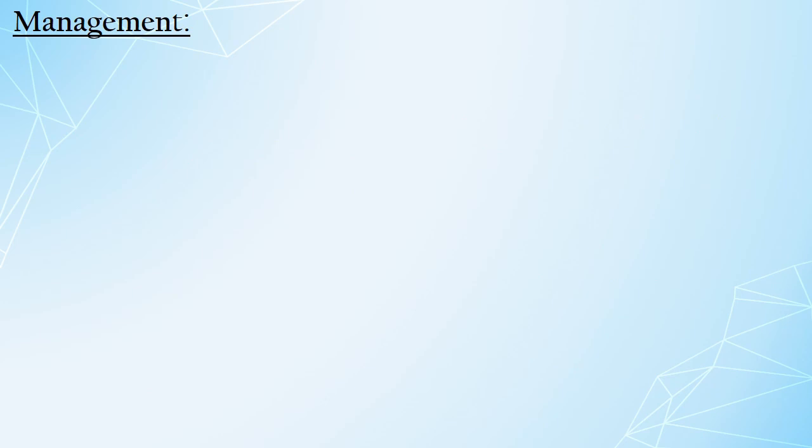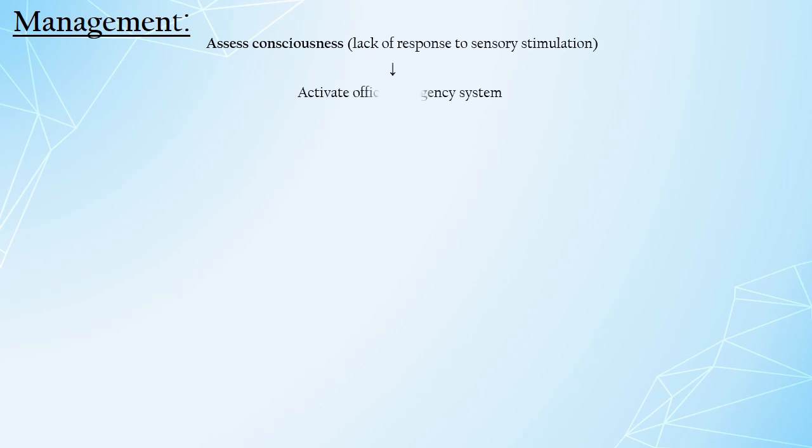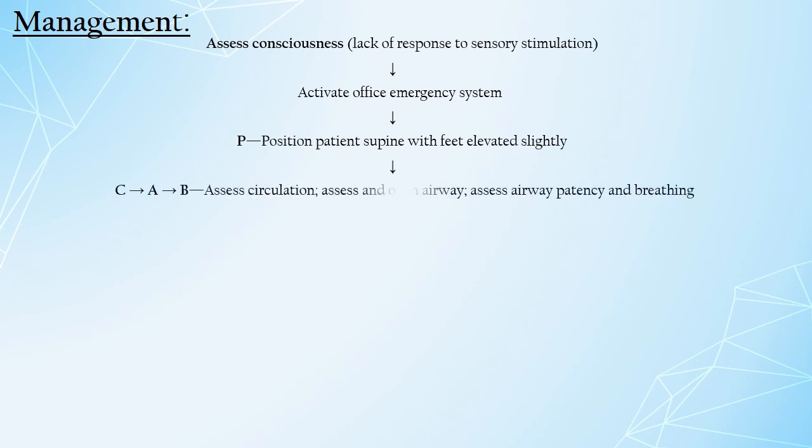Then coming to the management of orthostatic hypotension, it's almost the same as that of vasodepressor syncope. First we need to assess consciousness and look for lack of response to sensory stimulation. Then activate the office emergency system. After that, positioning of the patient in supine position. Then airway, circulation and breathing. And after that, definitive care, which includes administration of oxygen, monitoring of vital signs, and do not panic.